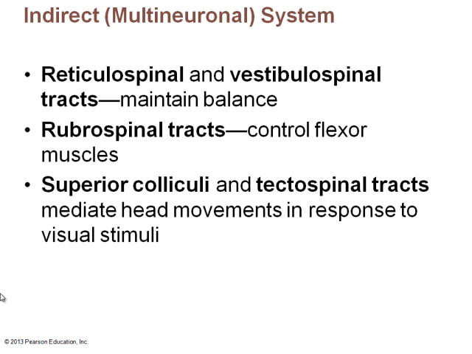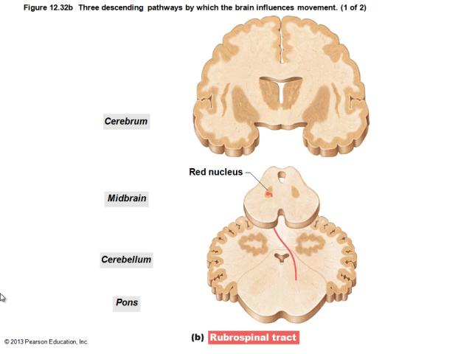The cerebrospinal tracts are going to control flexor muscles. Flex. Yes? Superior colliculi and the tectospinal tracts are going to help with head movements. And again, these are some of the pathways. I'm not going to make you memorize that. Don't worry about it. Just understand that these are what? Descending pathways for motor information.